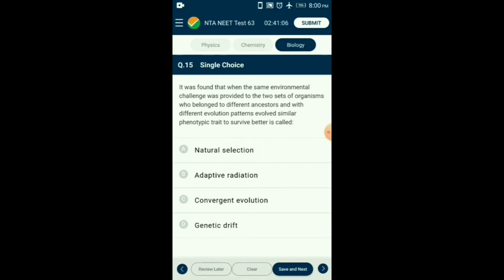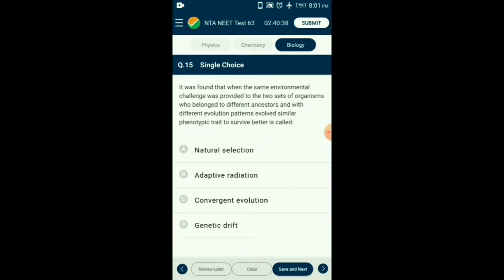Natural selection is where a trait that possesses heritable variation and confers an advantage in the competition for resources is selected naturally. Adaptive radiation is an evolutionary process giving rise to new species adapted to new habitats and ways of life. Genetic drift is change in allele frequency in a population due to random selection of genes.